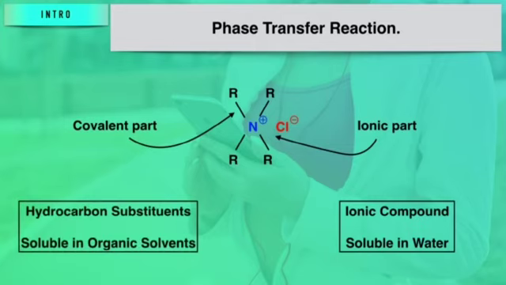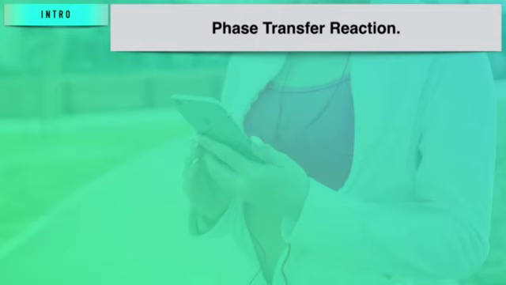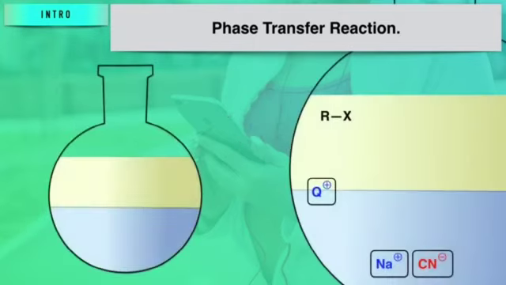So when the positively charged quaternary ammonium ion goes into the organic layer, what has to happen? Definitely a negatively charged counter ion has to move into that layer, and ultimately it results in the reaction and the formation of the product which you are expecting. To understand this concept, let us see the figure.